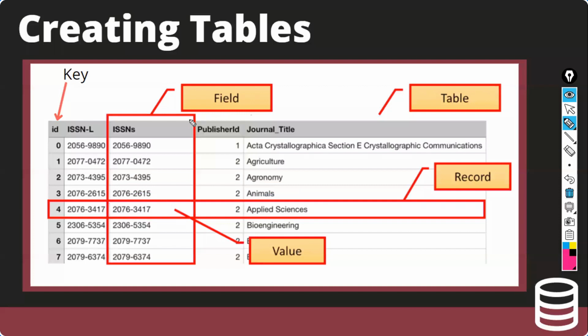And the column names, in statistics, are called variables. In machine learning, they are called features. In SQL, they are called fields. Okay, whatever the table column names are, they are called fields, and this is the entire table.